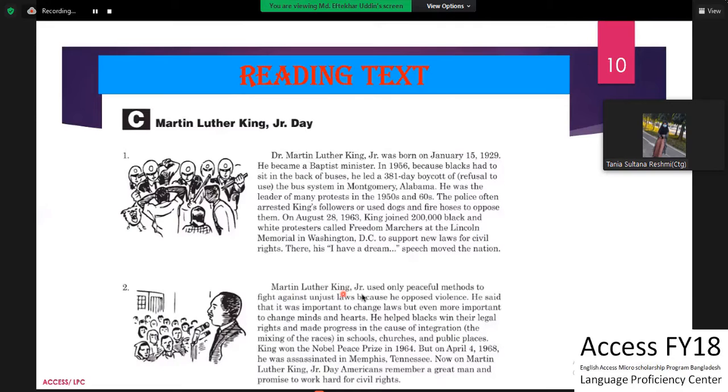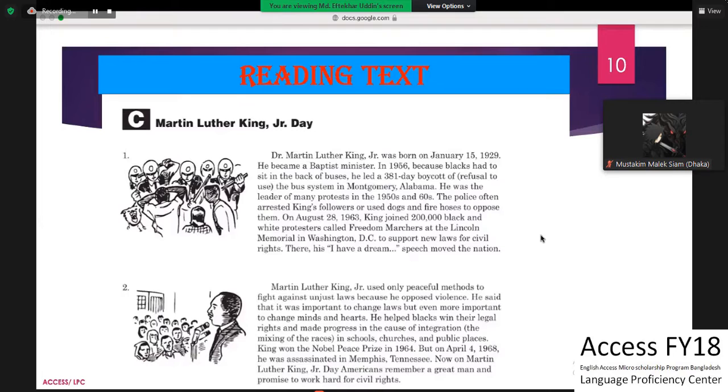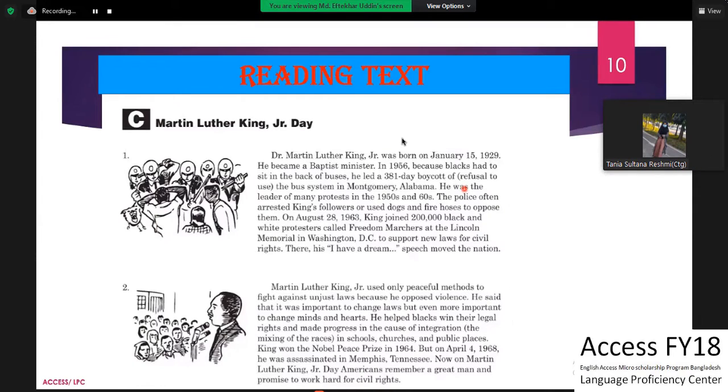Martin Luther King Jr. used only peaceful methods to fight against unjust laws because he opposed violence. He said that it was important to change laws, but even more important to change minds and hearts. He helped blacks win their legal rights and make progress in the cause of integration in schools, churches, and public places. King won the Nobel Peace Prize in 1964, but on April 4, 1968, he was assassinated in Tennessee. Now, on Martin Luther King Jr. Day, Americans remember a great man and promise to work hard for civil rights.